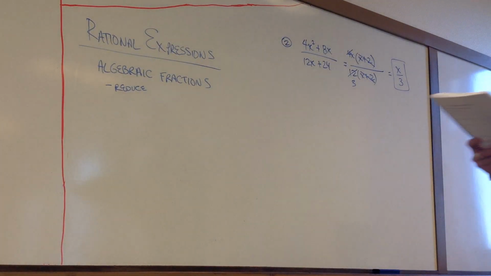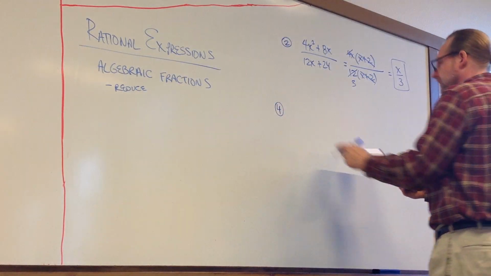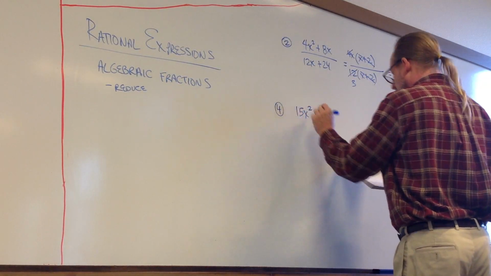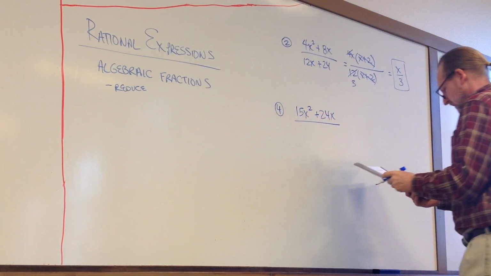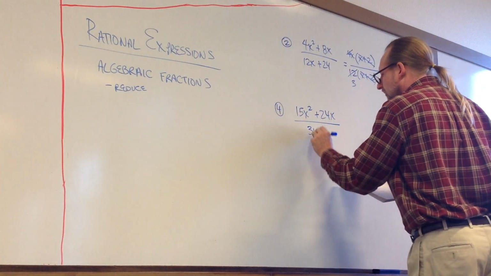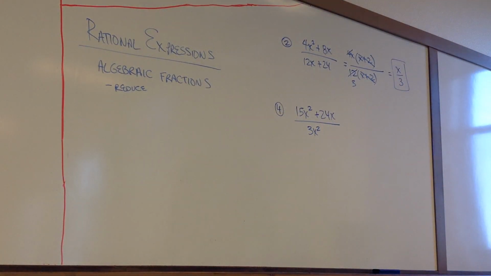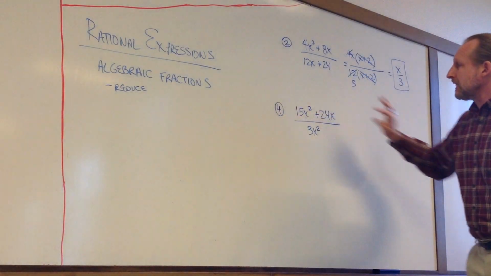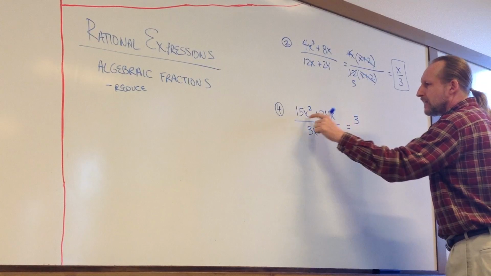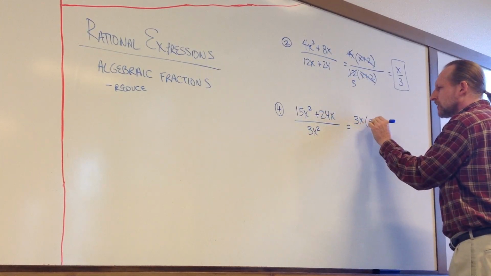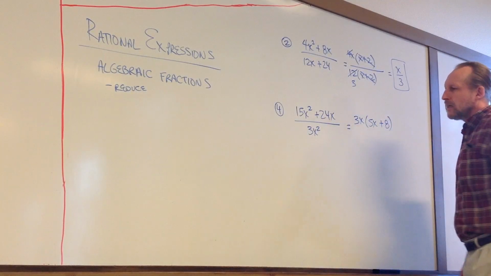All right, let's see here. Problem 4. We've got 15x squared plus 24x on top and 3x squared on the bottom. Okay, so again, on the top we want to identify any common factors we've got. Let's see, these are both divisible by 3. They both have a factor of x, and this would leave us with 5x plus 8 on the top.